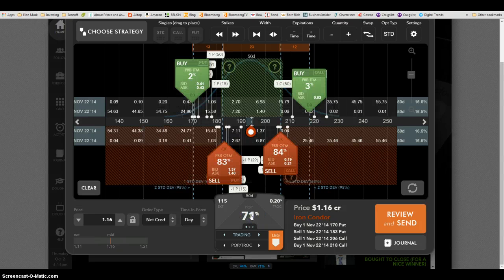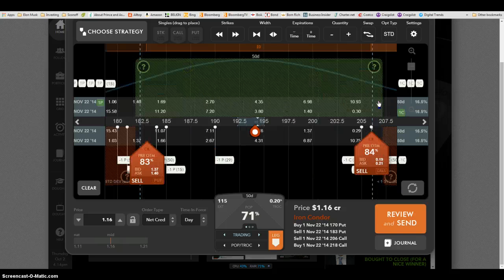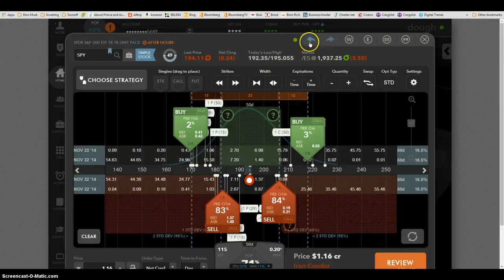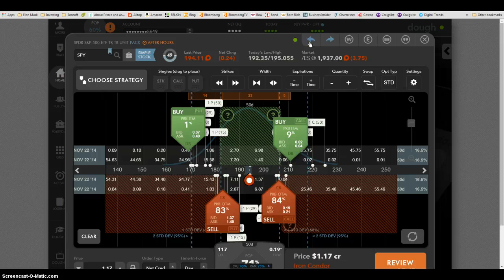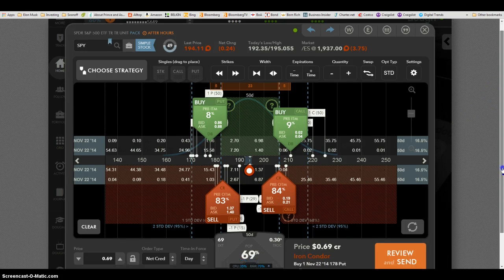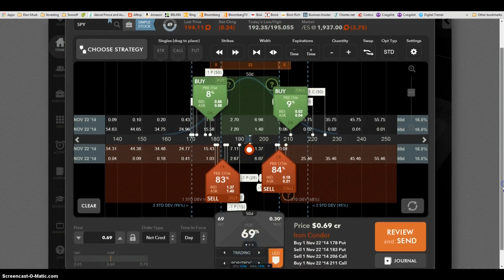Okay, so watch what happens. I think I can click this back button right here and it'll go back to the $5 wide ones. There we go. Okay, now all of a sudden look what happens. My probability of profit is still roughly the same. I collect less. Let me show you again real quick.